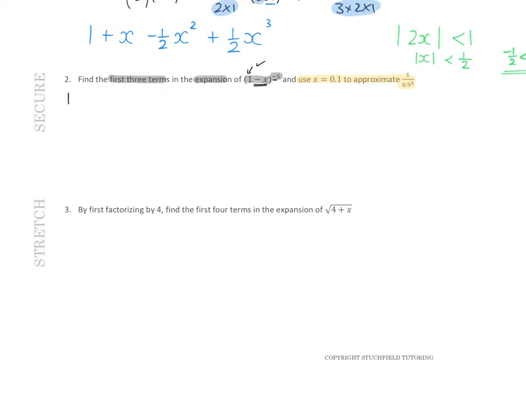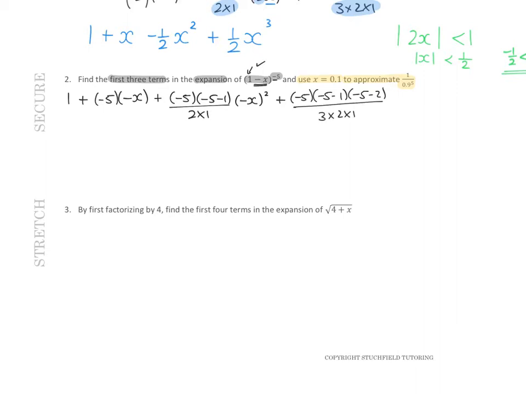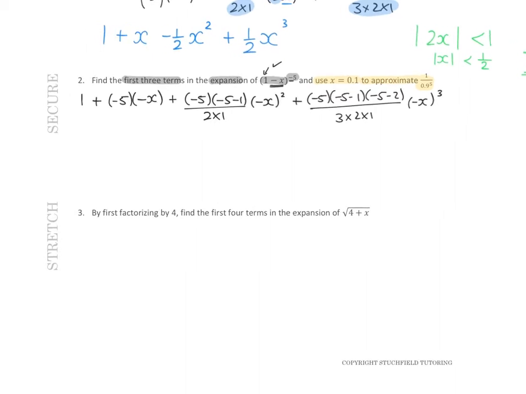So what that gives us is 1 plus nx, and remember the x term is minus x, plus n(n minus 1) over 2 times 1, x squared, plus n(n minus 1)(n minus 2). And what I'm actually going to do here is add in this 1 minus x to the minus 5. That's really important for year 2 binomial, which we'll see later on.